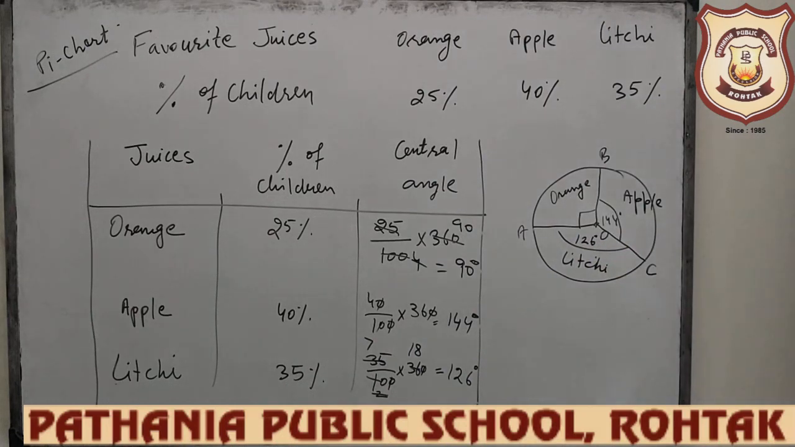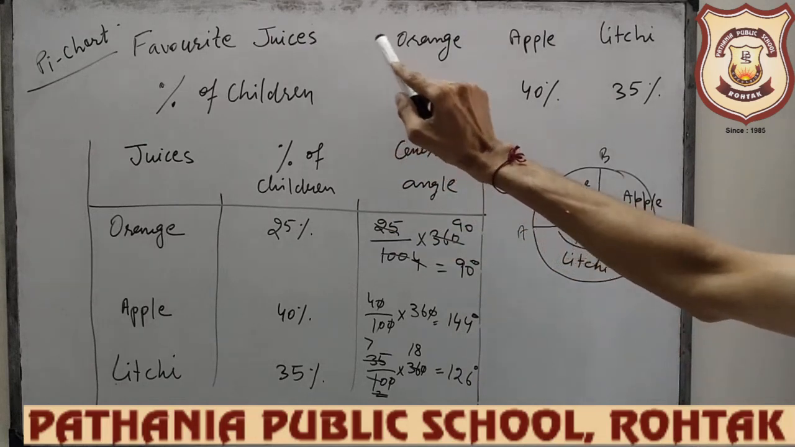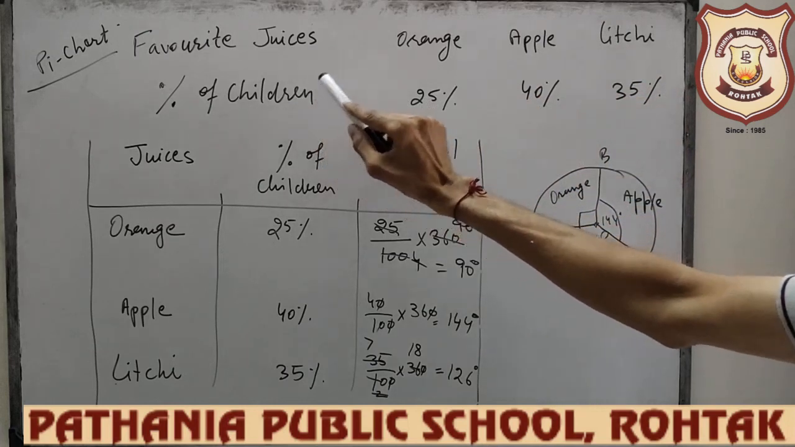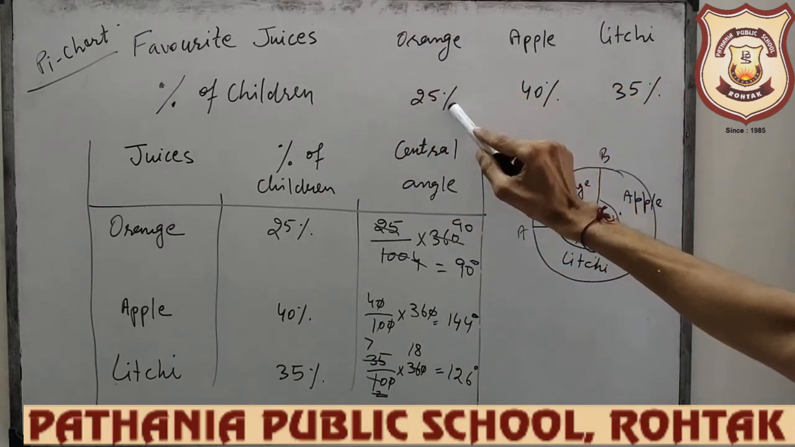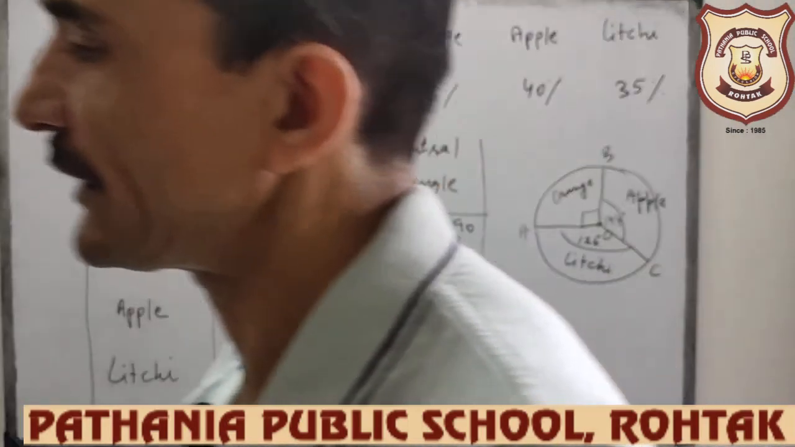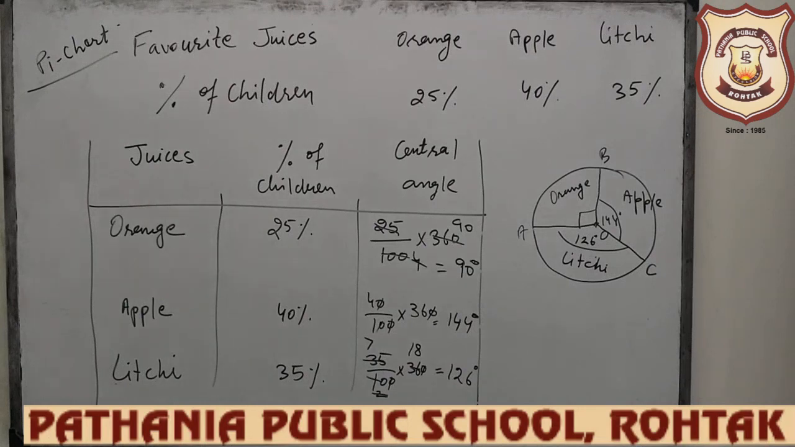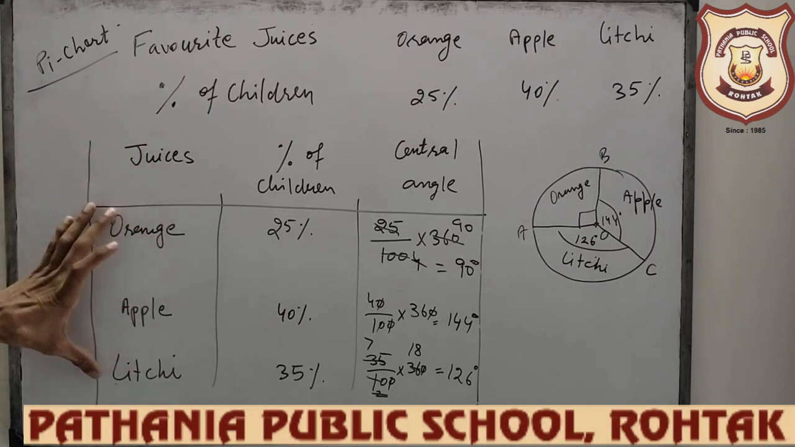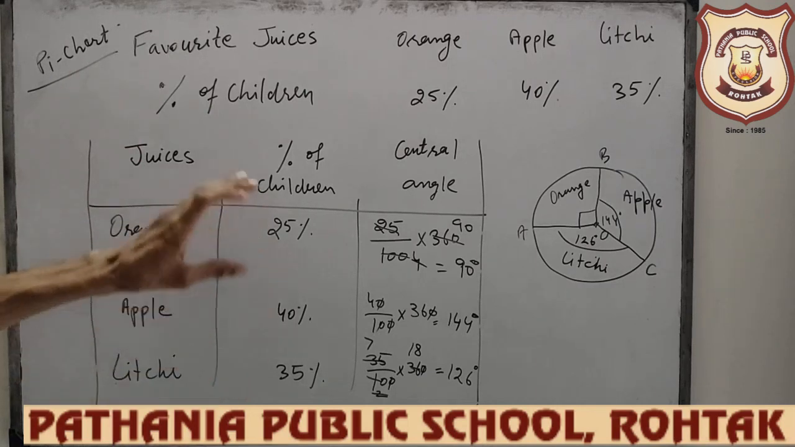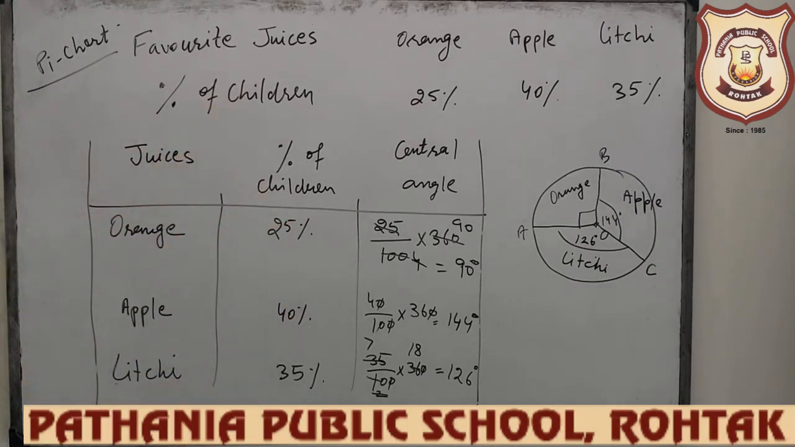Listen again. This is the question given. Favorite juices of children are orange, apple and lychee. 20% of children like different types of juice. Orange 25%, apple 40%, lychee 35%. In any question, you should do like this. Now make a table in which first you write the name of the item, whatever is given, then write the percentage of children. In this particular question, percentage is given. Wherever percentage is given, understand that the total number of children is 100.